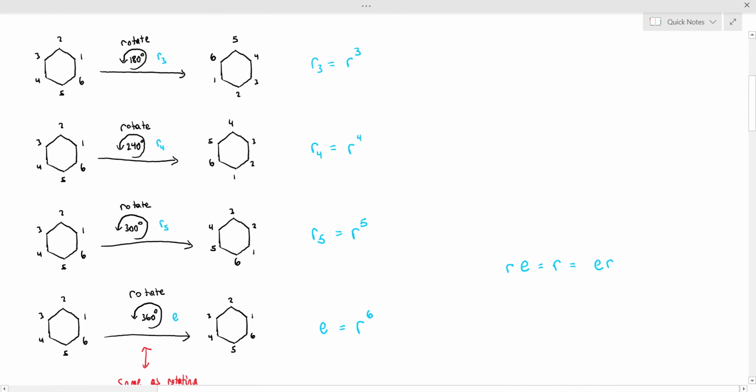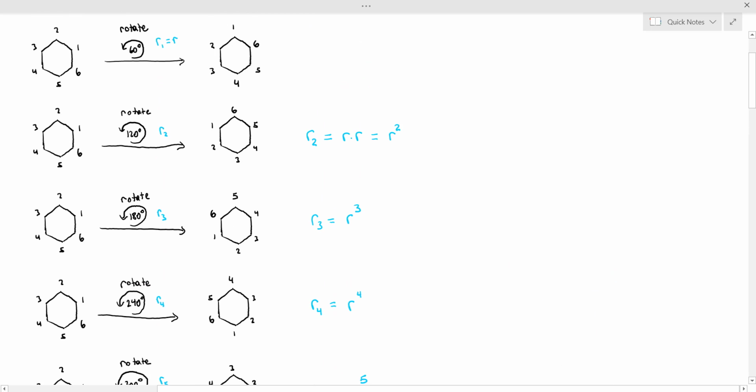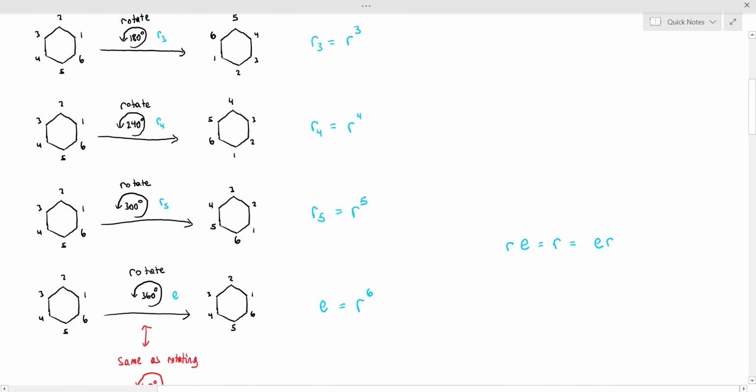Now, we know that for groups, every element should have an inverse. So we know, for instance, since r to the 6th power gives you the identity, you can say, for instance, r times r to the 5th power would be the identity, meaning that r and r to the 5th are inverses of each other.